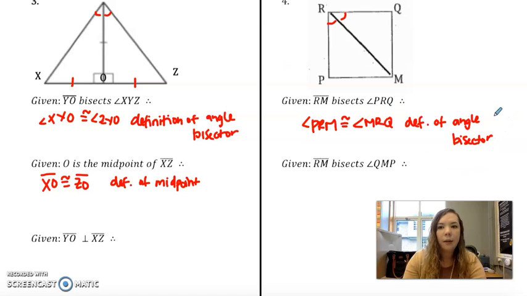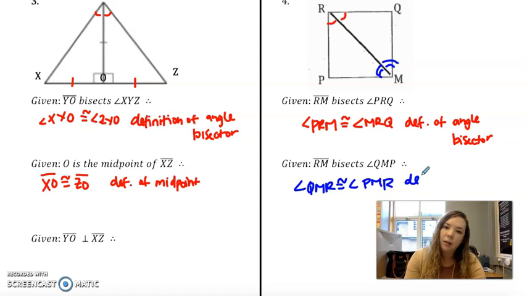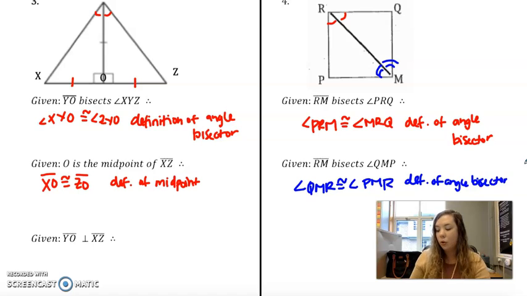All right, given RM bisects angle MQP, so this angle down here, we can say that angle QMR is congruent to angle PMR by the same reason, definition of angle bisector. So really you want to use your given to help you figure out your next step, and then we are trying to build a proof, and usually trying to either say that two triangles are congruent, or even taking that one step further to say that two pieces of that triangle are congruent.